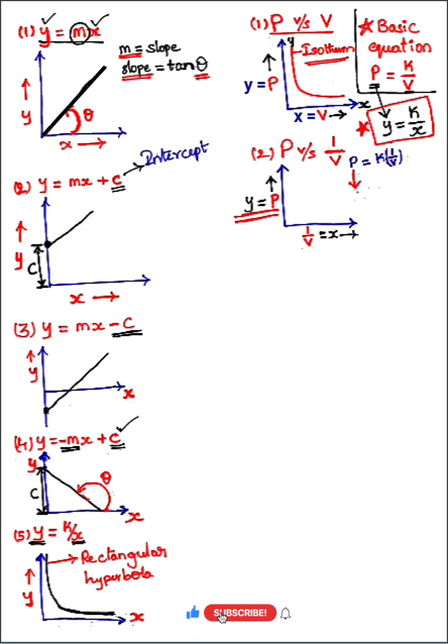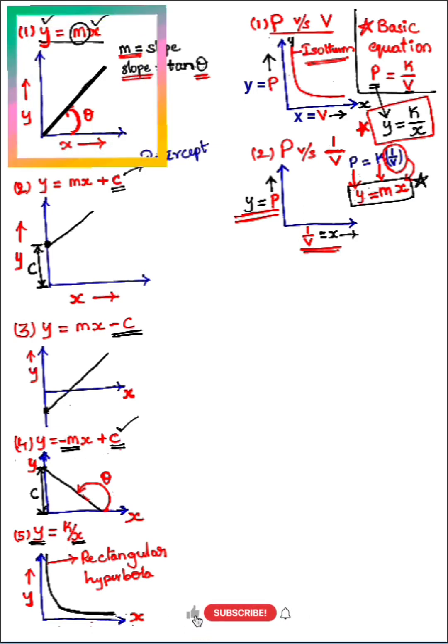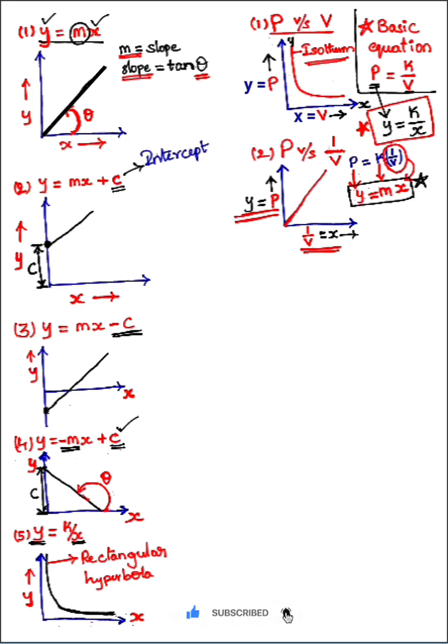Now, instead of P, can I write Y, because I have plotted pressure on the y-axis? And instead of 1 by V, can I write X, because I have plotted 1 by V on the x-axis? And instead of K, I can write m here. So finally, what is the equation that we get here? This equation resembles y is equal to mx, right? And we know that the nature of the curve for the equation y equals mx is going to be a straight line passing through the origin. So this is the nature of the curve between pressure and 1 by V.